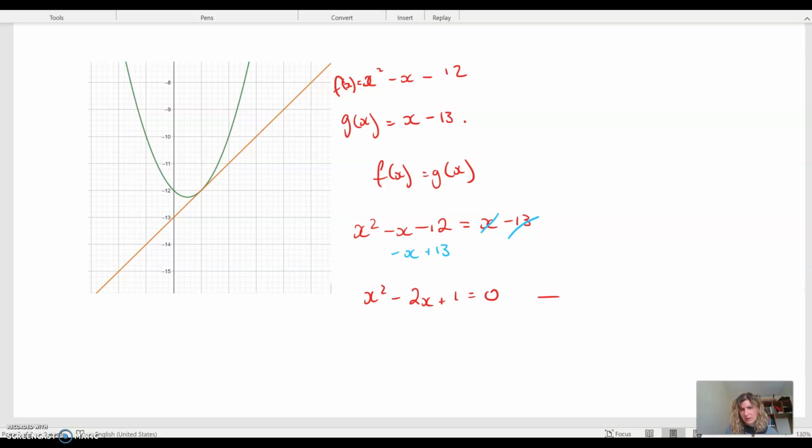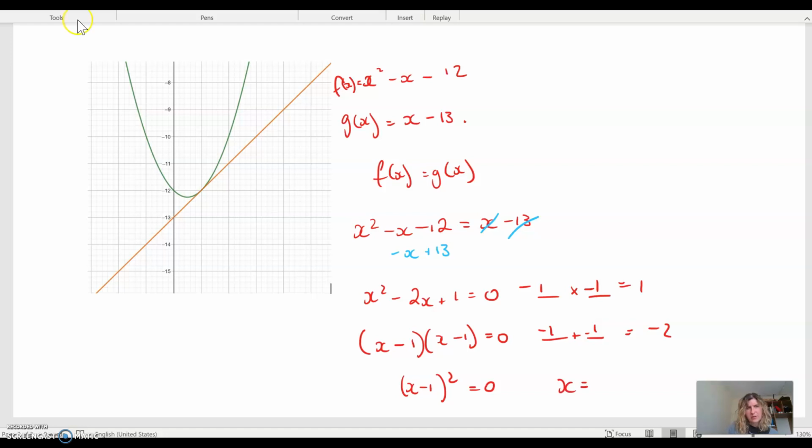Now, two things that multiply to make positive 1 and add to make negative 2 are negative 1 times negative 1, and negative 1 plus negative 1. So we have x minus 1 all squared equals 0. I won't skip a step, I'll do it all properly. We end up with x minus 1 equals 0, so therefore x equals positive 1.